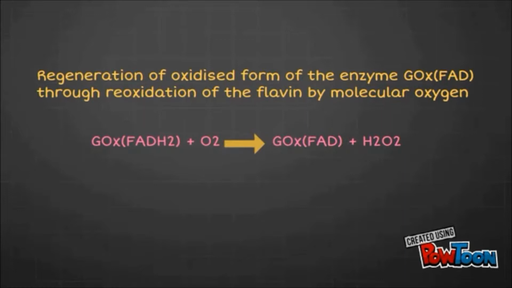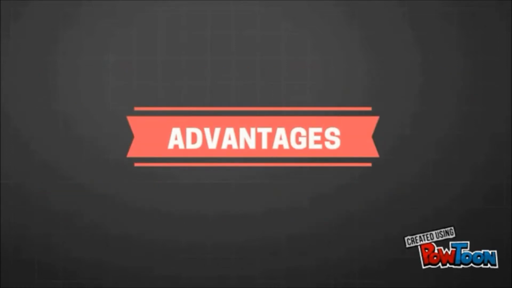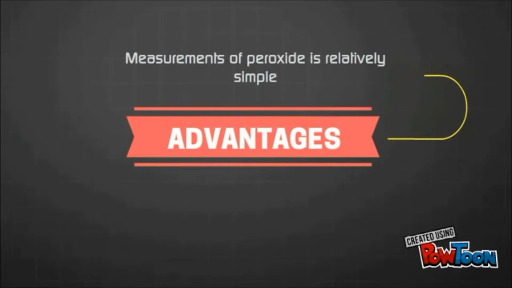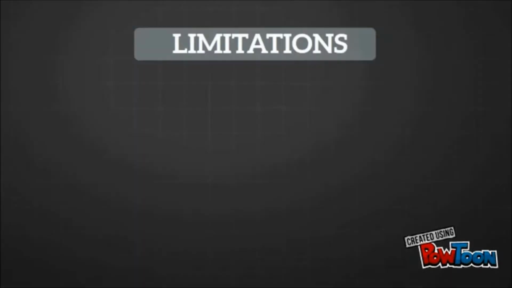At the same time, hydrogen peroxide is produced at the anode. The hydrogen peroxide is then oxidized to oxygen and releases electrons. The released electrons will move from anode to cathode and a readable signal is produced. Measurements are commonly carried out on a platinum electrode at a moderate anodic potential of around +0.6 volt. The advantages include that the measurement of peroxide is relatively simple and applicable in miniaturized devices.